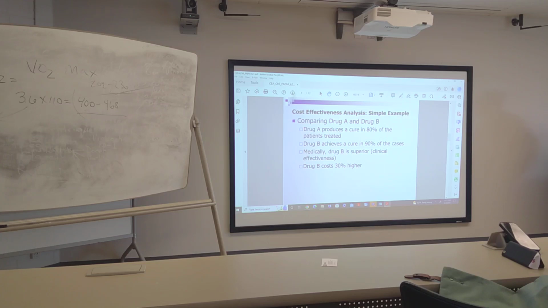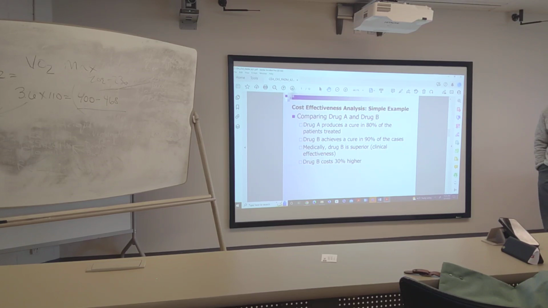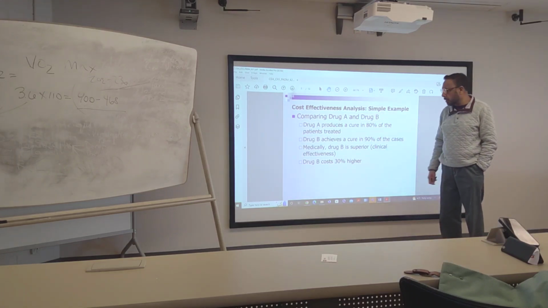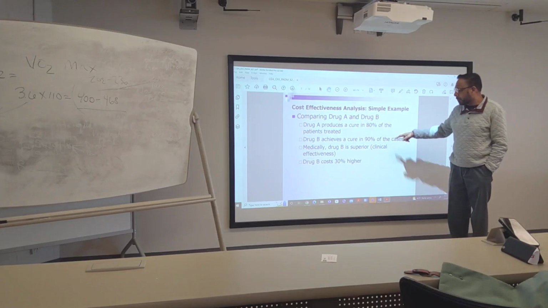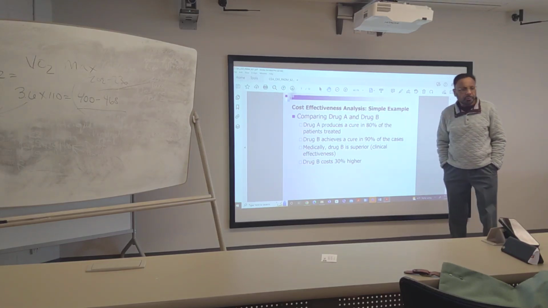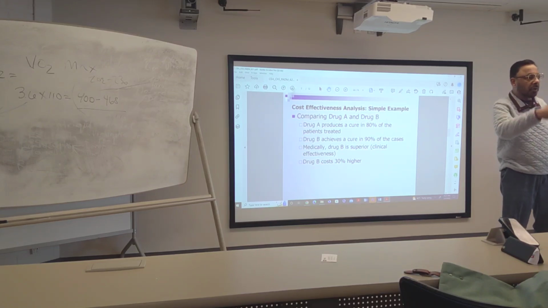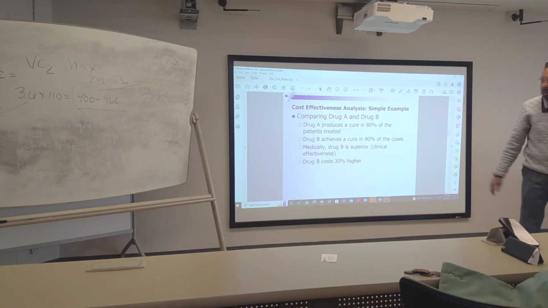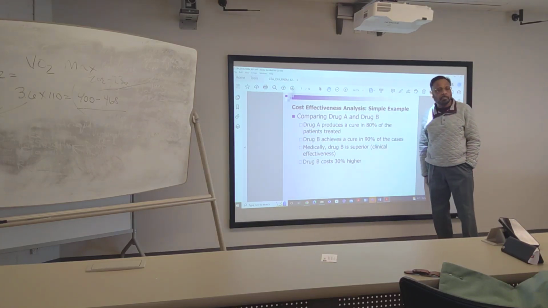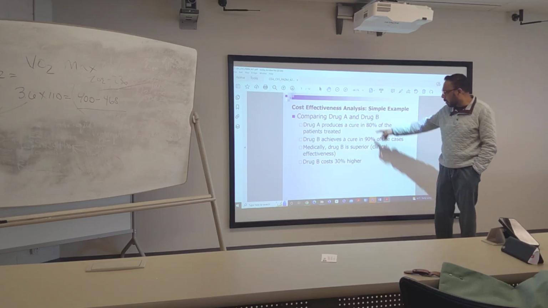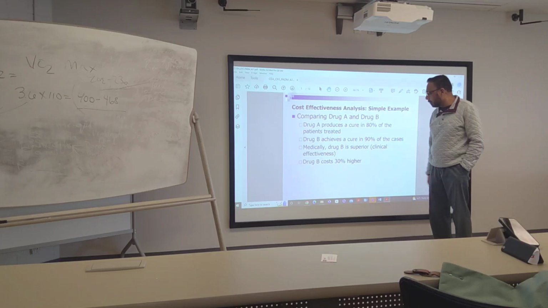So here's an example of what you just brought up, what unit. We're comparing drug A and drug B. It looks similar to the one example I put in the last class, but it's slightly different. Drug A produces a cure rate of 80% of the patients treated, and drug B produces a cure in 90% of the cases. So what's the unit of outcome measured over here? Percentage. Change in cure, right? It's given in a percentage form. That's your unit. Unit is cure rate. 80%, so it's 0.8 for drug A and 0.9 for drug B.